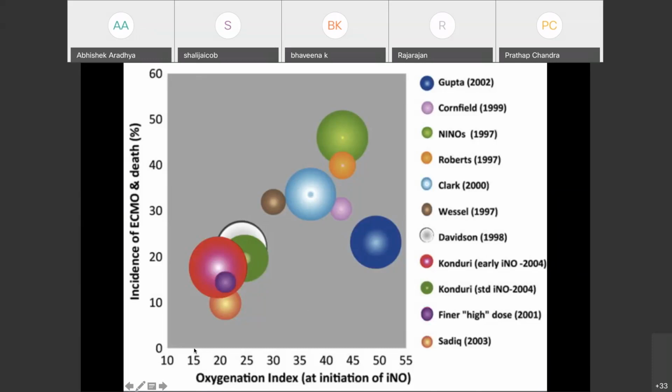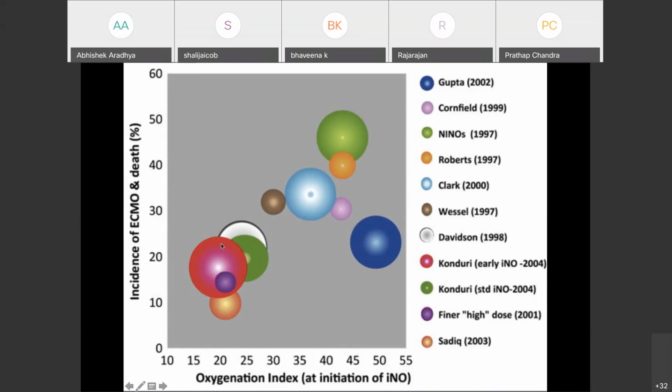When you look at your oxygenation index on the x-axis, and on the y-axis your percentage incidence of ECMO and death, each balloon in the cluster represents the number of patients involved in the study. If the oxygenation index is anywhere between 15 and 25, the number of survivors is very high, and the number of babies needing ECMO is very low.